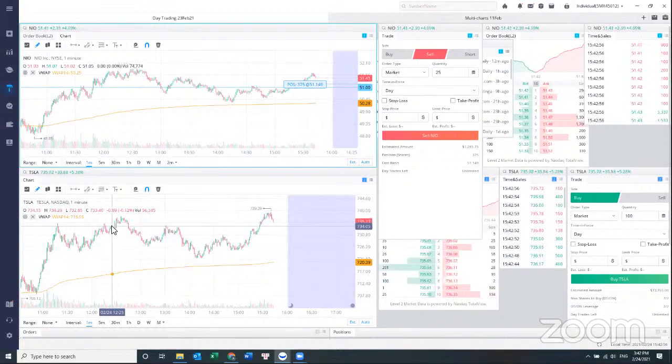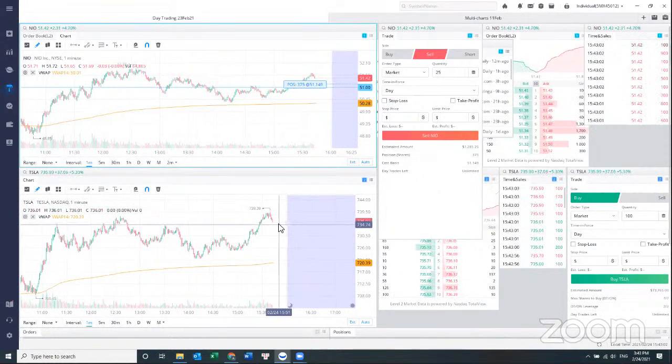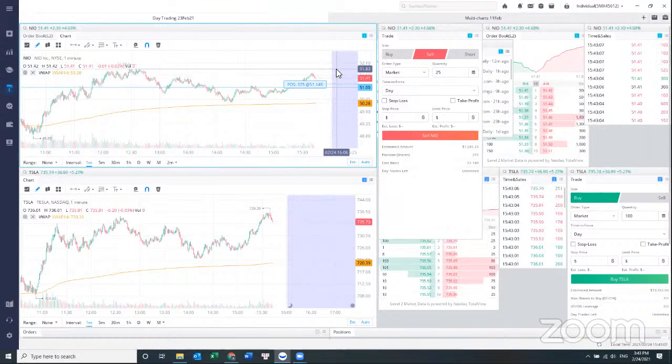As you can see, NIO and Tesla, very similar. Tesla is at the highs already, and NIO is not. So maybe NIO will just have to deliver.